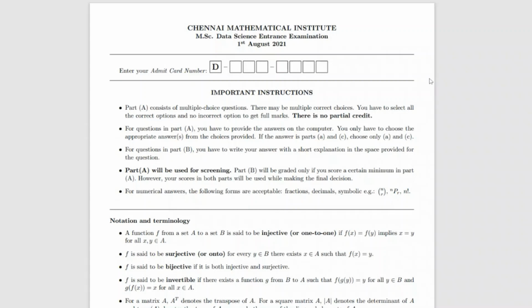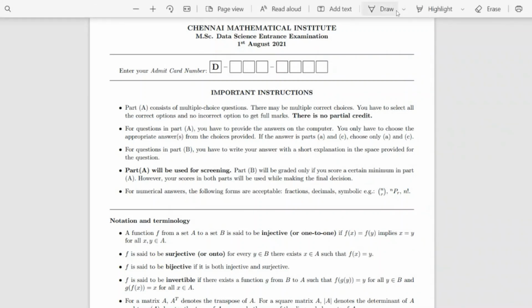Hi everyone, in this video I'm going to take a very thorough look at the CMI MSc Data Science paper. In particular, I'll be talking only about last year's paper: the syllabus from which the questions are asked, the pattern of the paper, and other things related to the paper also.